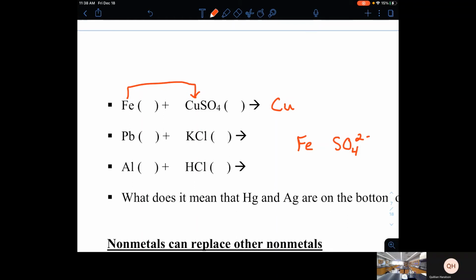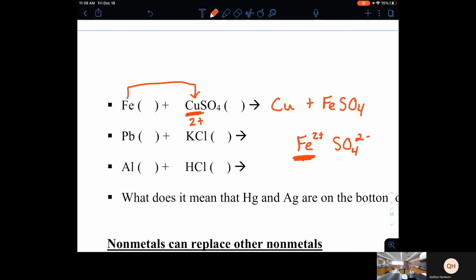Keep in mind, if you ever have this problem with a single displacement reaction, just realize that this type 2 cation is going to have the same charge as the type 2 cation that happens to be in the ionic compound. So if I look at copper here, copper is a 2 plus charge, which means that the iron is going to be a 2 plus as well. So just take whatever charge of that metal that's sitting there with the ionic compound and transfer it to that type 2, which means that the products will now be Fe, SO4.